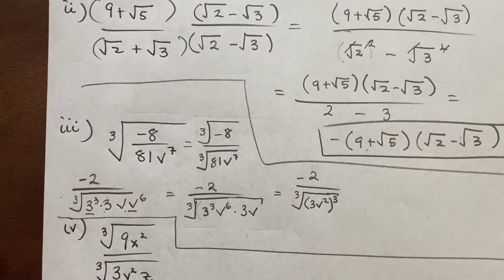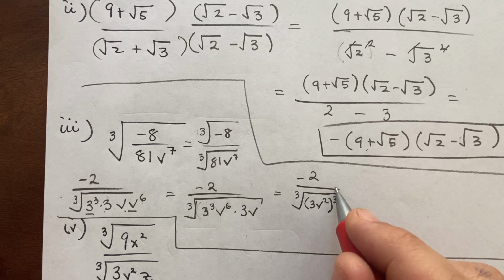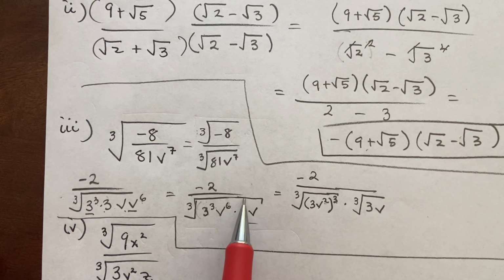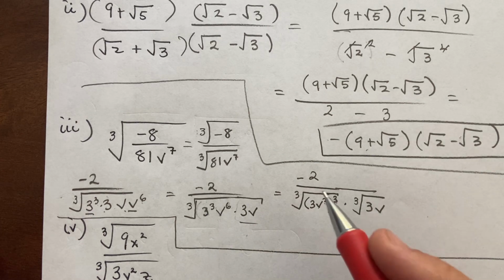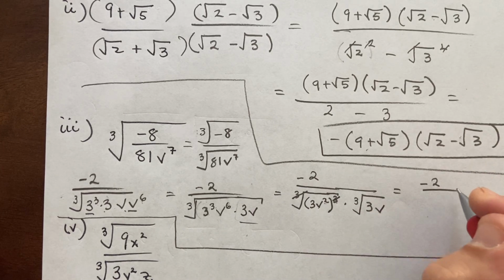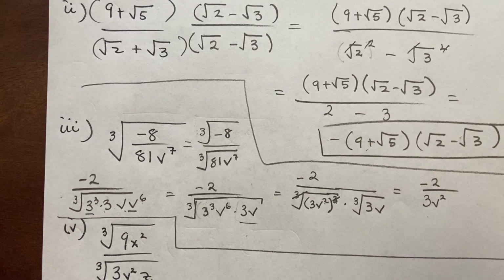Hopefully you can see that. Keep in mind, I had 3 cubed, so I have that out here now. Here's the 3 cubed. And then I had v to the 6th, here's v squared cubed. This is multiplying to make that 6. Then I know that I also have the cube root of 3v. This was left behind. When this takes place, I do not need to think about absolute value, so I'll have negative 2 over 3v squared times the cube root of 3v.